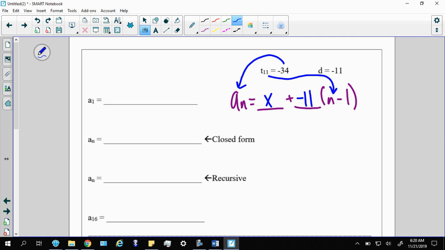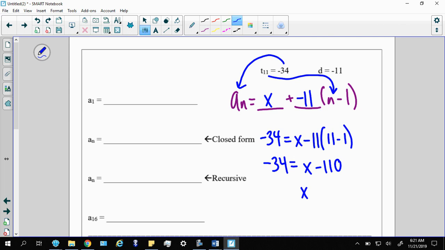Now, the more we do this, you'll figure out that you're doing literally the same exact thing again and again and again. A lot of it is basically the exact same thing. In fact, most of this review here is one question being asked several times. 11 minus 1. Now, I'm going to do basic algebra. That turns into negative 110. And then my first term x ends up being positive 76. So my first term ends up being 76.